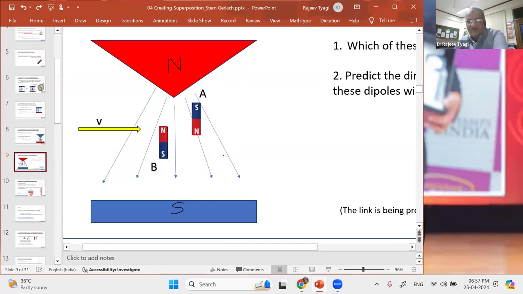So if I draw the path after this, this is the velocity. After this, it is supposed to go like this. And this one is supposed to go like this. And you can separate it out into spin up and spin down, those kinds of things.